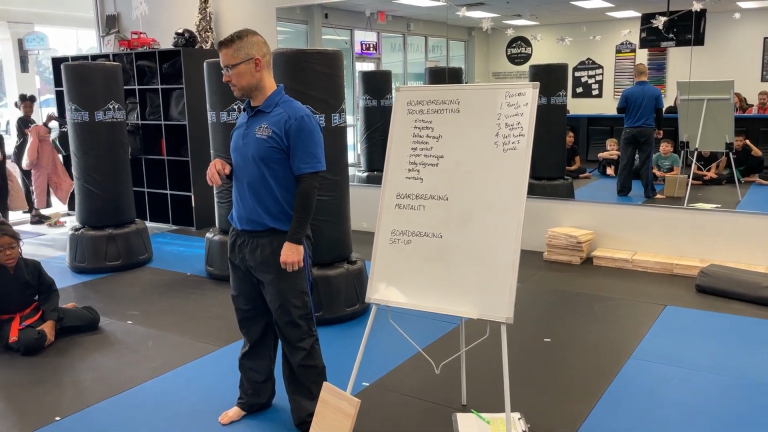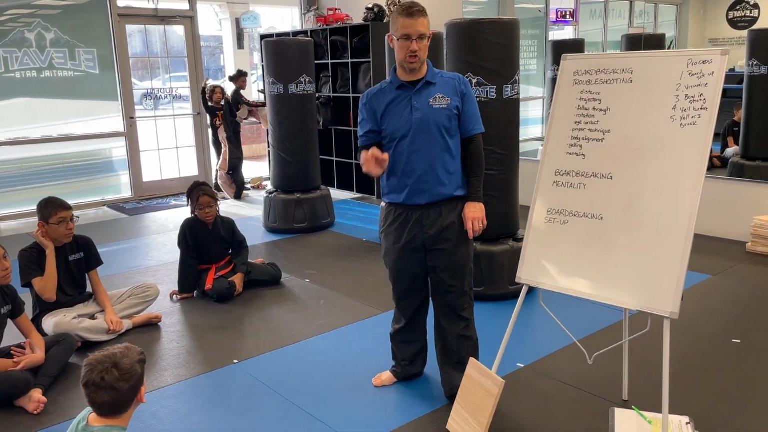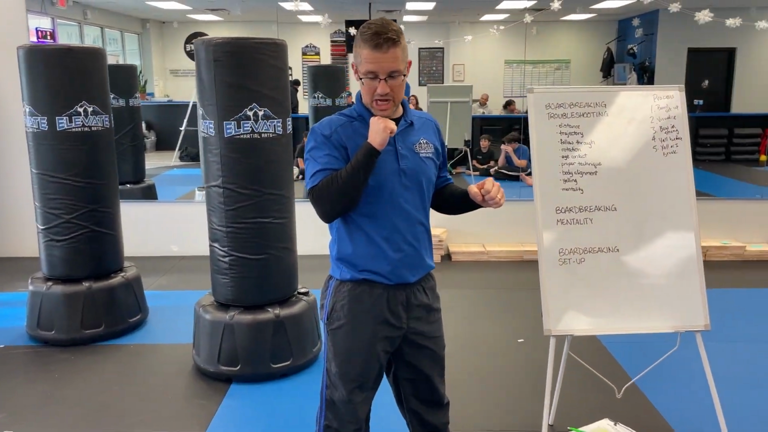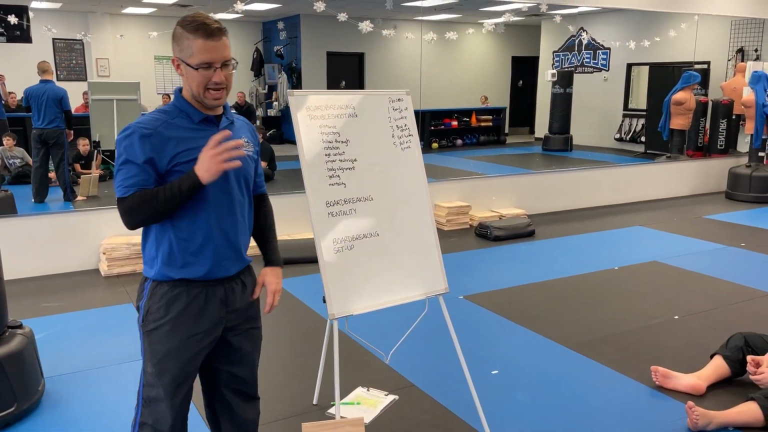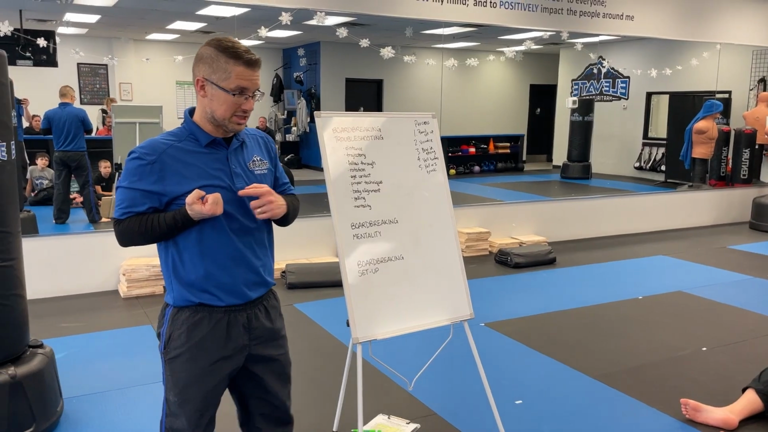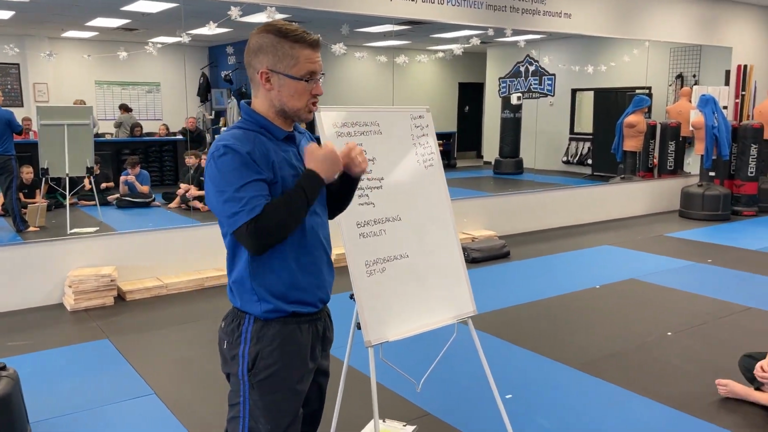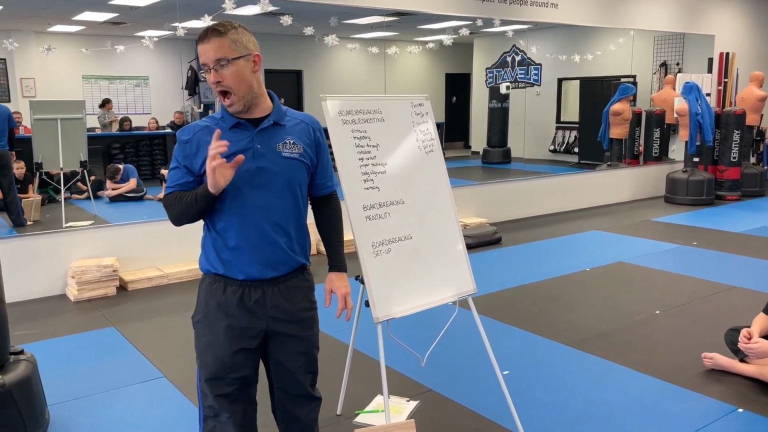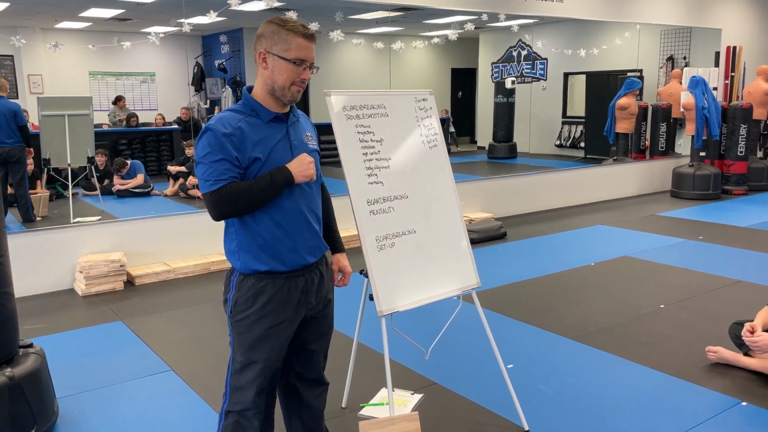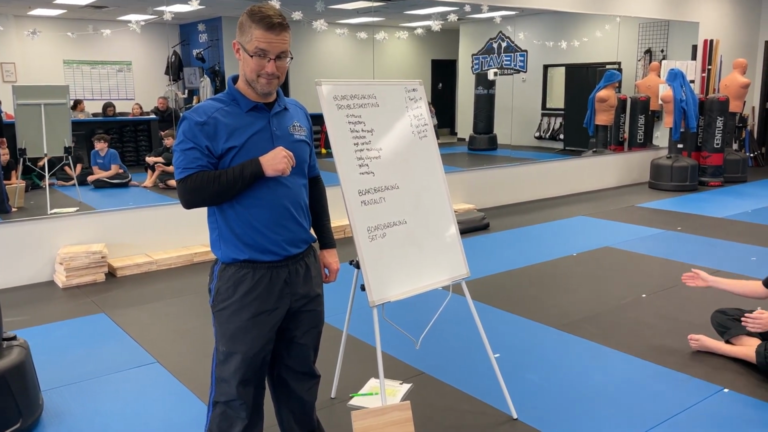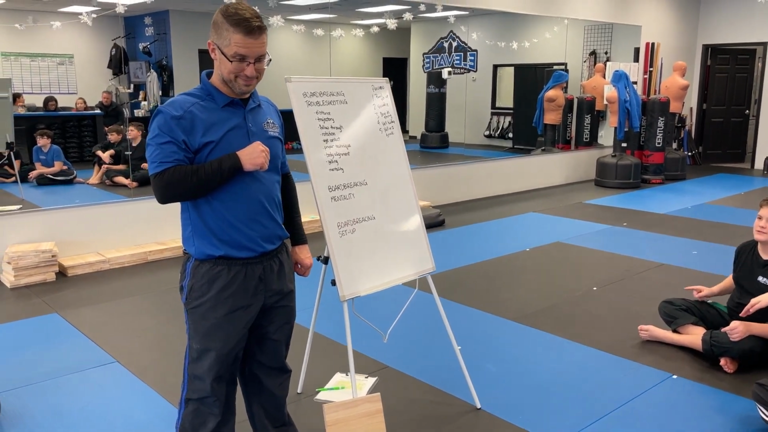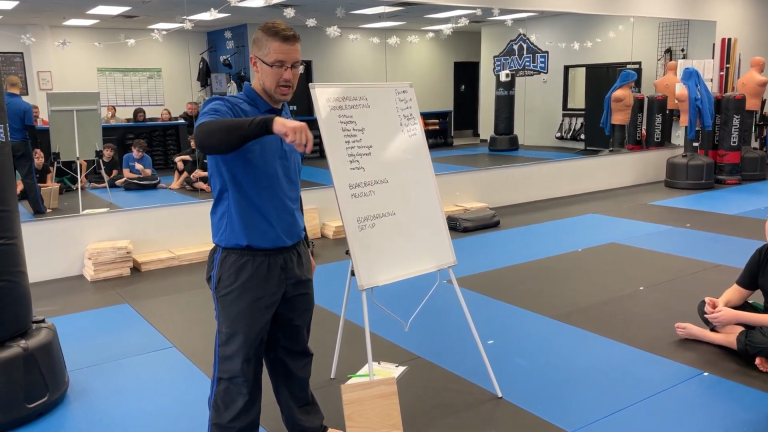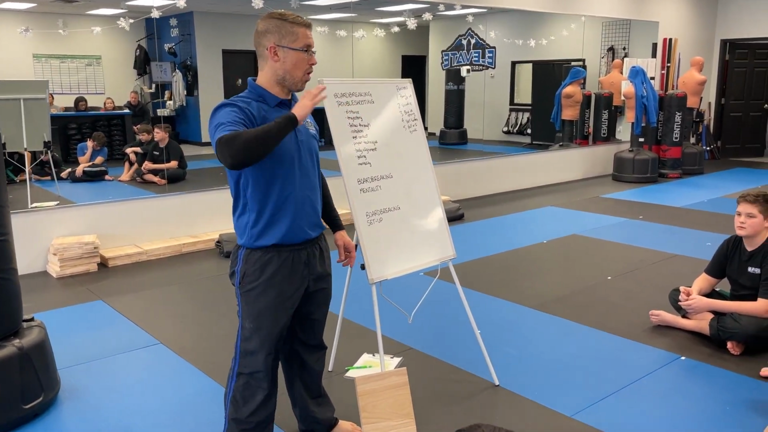Trajectory. What's trajectory? The path my technique travels from the starting position to the ending position. If I'm doing a punch, and I punch down and then come up, is that a good trajectory? No, it needs to go straight. My starting position is here, and then it's straight out in a straight line. On a round kick, what's the trajectory? A semicircle or an arc, like a half moon, a crescent.